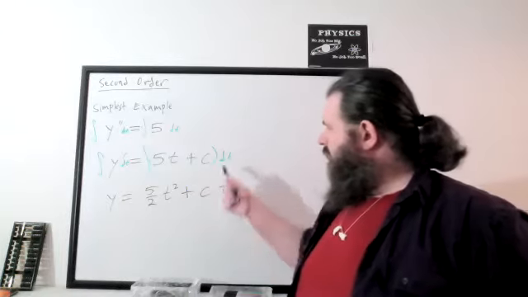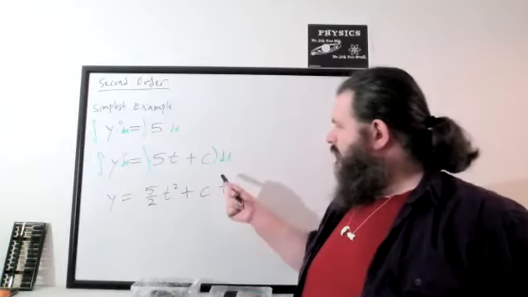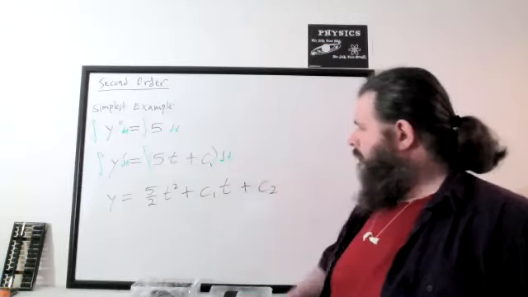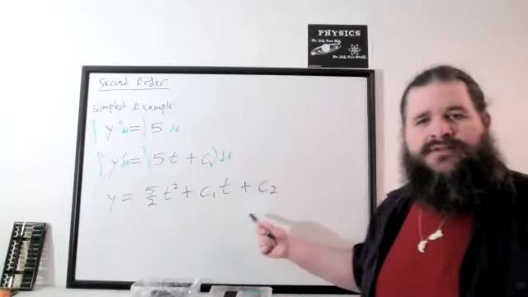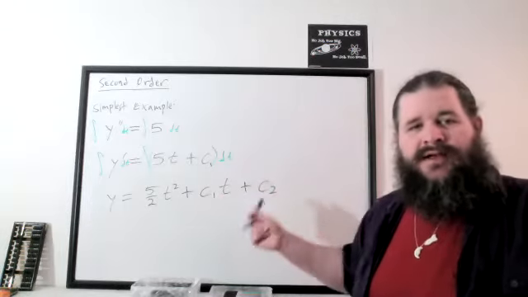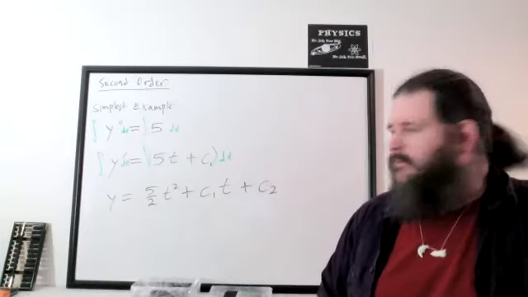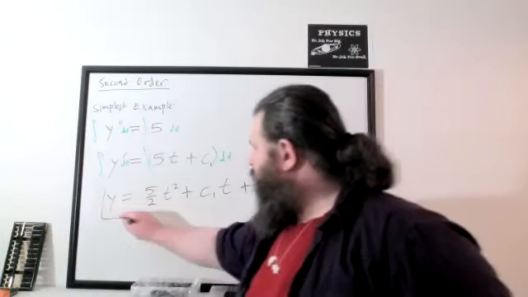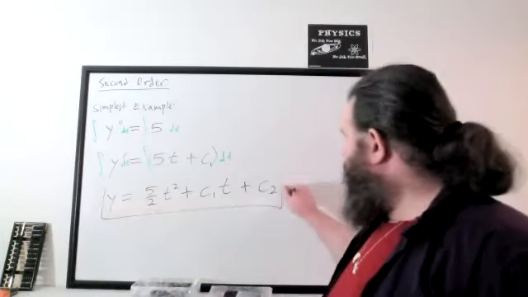Since we're going to need a second constant, let me label this C1, and then the other constant we'll call C2. And we can't just combine these constants because one of them has a t and the other one doesn't. They're not like terms, so we can't combine them. But this would be our general solution. This essentially describes the set of all functions whose second derivative is 5.